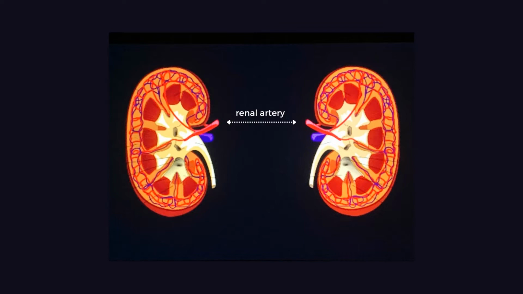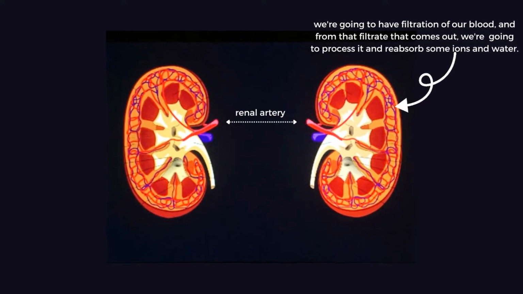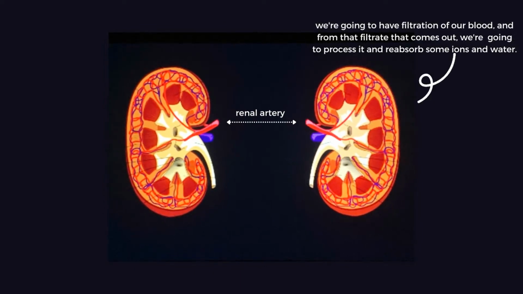So going into the details, when blood comes into our kidneys, it enters through the renal artery. I've got two renal arteries right here and one right there. And as you can see, it's going to branch off and have a whole bunch of other networks that are going to be disseminated from here. But what happens is that we're going to have filtration of our blood. And from the filtrate that comes out, we're going to process it and reabsorb some ions and water. And as we reabsorb the things that are important, we're going to collect it into our renal vein.